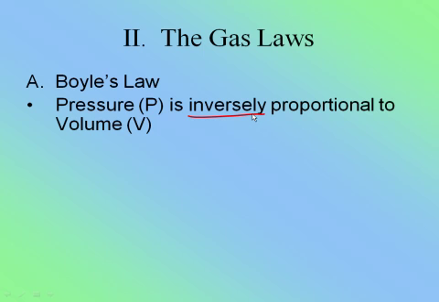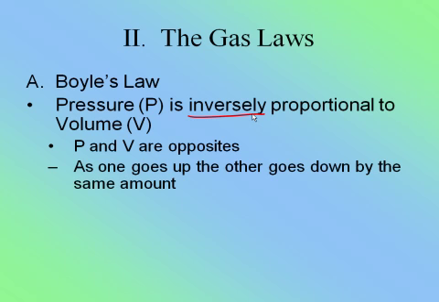Inversely means opposites. So what's going to happen here, as pressure and volume change, they're going to change in opposite directions, but they're going to change by exactly the same factor. So if you double your pressure, then your volume will go down by exactly the inverse of 2, which is 1/2. So it'll go down by a half.